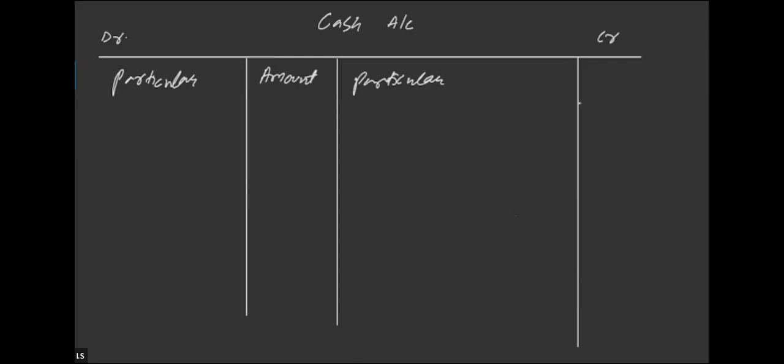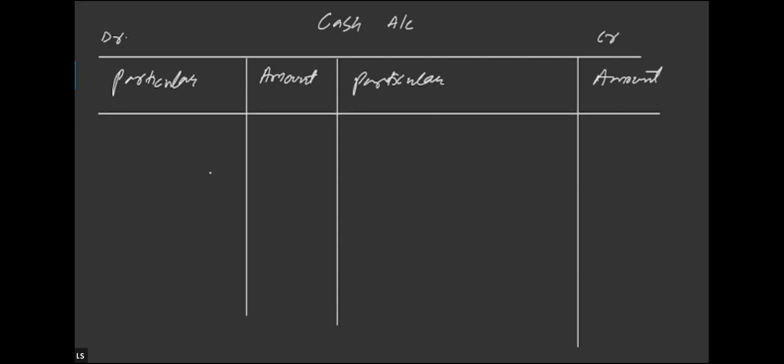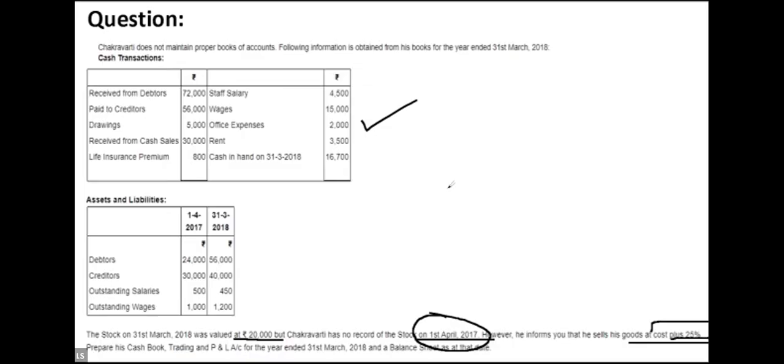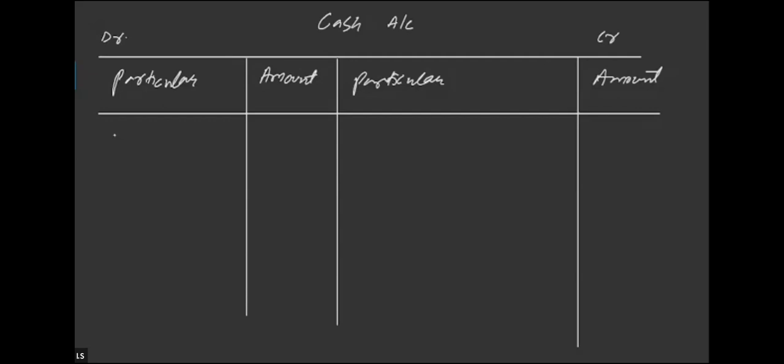So this question is a little lengthy. It will take time. So, particulars and amount, particulars and amount. Let's go to the question. Okay. Now see, what is written here? Receipt from debtors 72,000, right? So what do you think? Is it an inflow of cash or outflow of cash, Alexander? Receipt from debtors is an inflow or outflow of cash? Inflow. Inflow, correct. So all inflows of cash will be recorded on the debit side of the cash account. So receipt of cash from debtors on the debit side, 72,000.